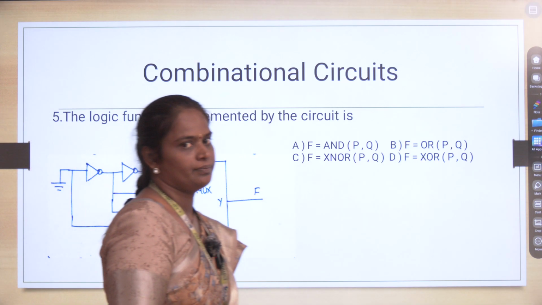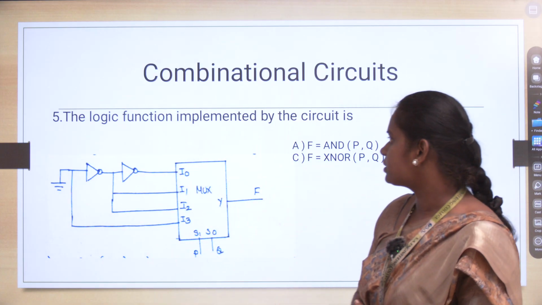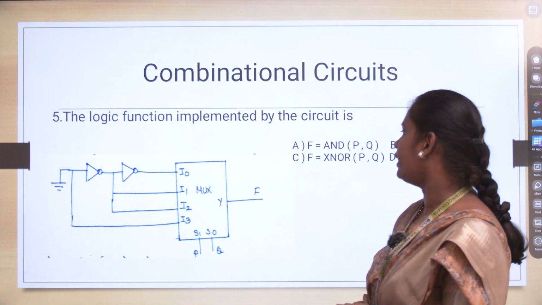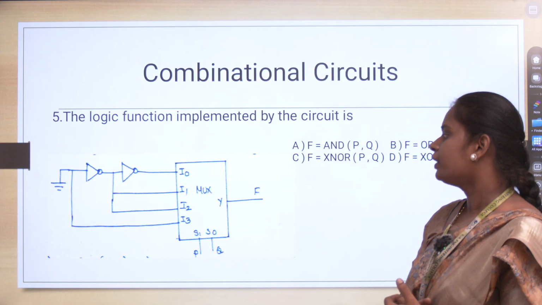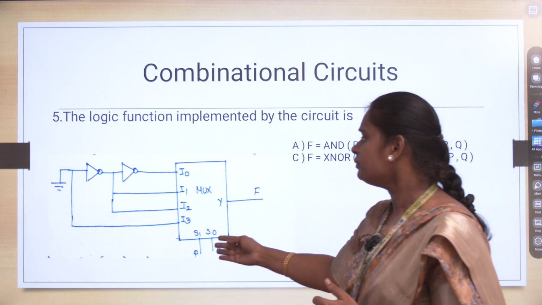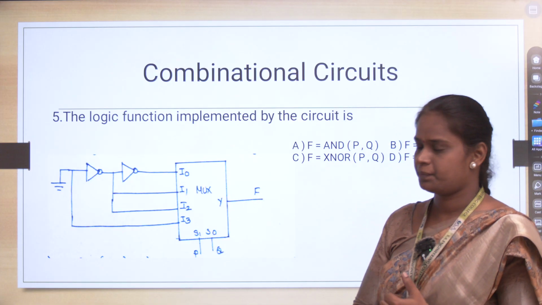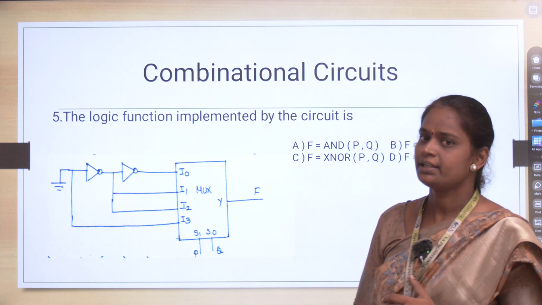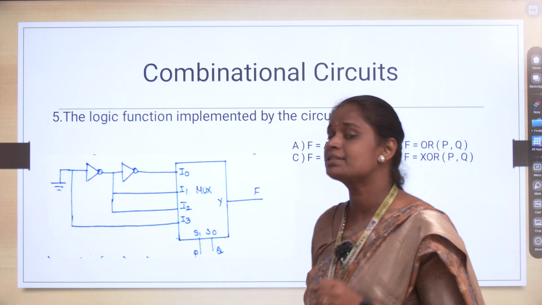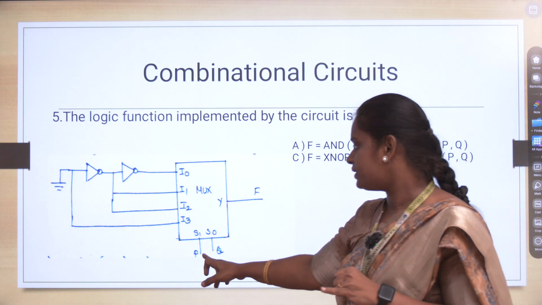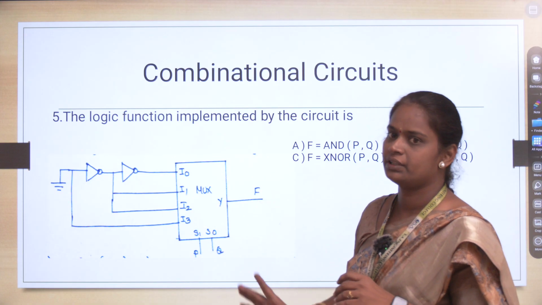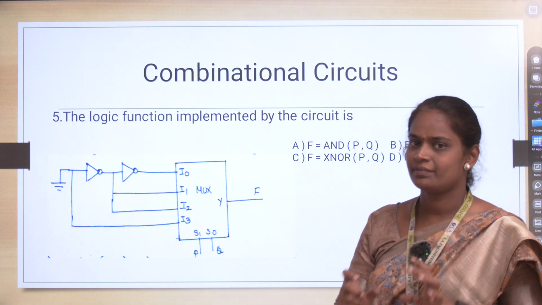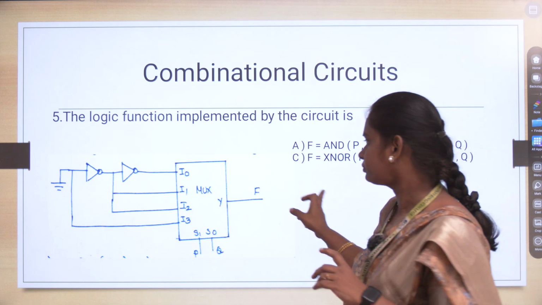Okay, next question. It asks for the logical function implemented by the circuit. The circuit is given, so we have to write the output equation. Here we are using a 4:1 multiplexer. There are two selection lines, which can be named P and Q. Depending on the P and Q values only, one of the inputs is connected with the output Y. So first we can write the output equation.